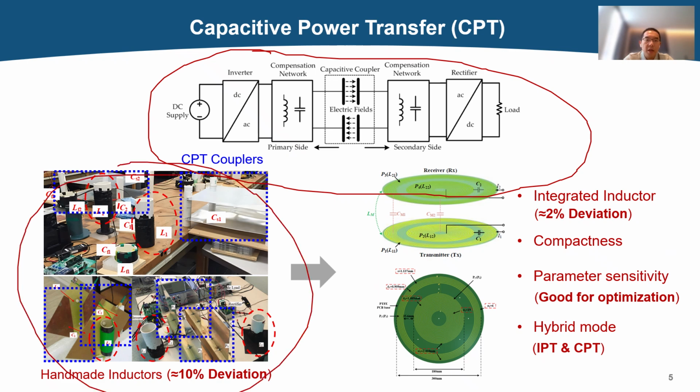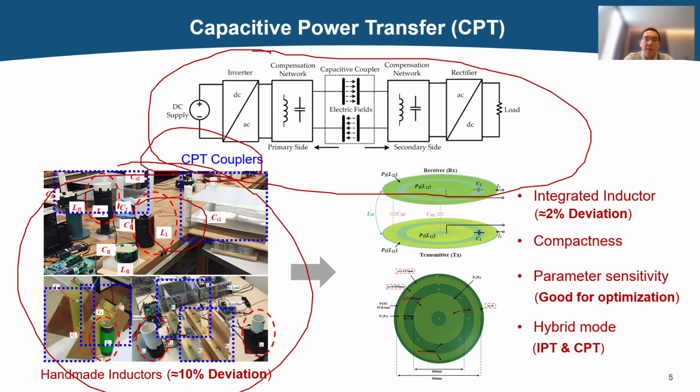The figures here illustrate conventional CPT systems using CPT couplers and compensation inductors. Since both the couplers and compensators are handmade, they typically exhibit around 10% perimeter deviation. This can affect the efficiency and power quality of the CPT system, especially under high-frequency operation. As power electronic systems continue to advance toward higher power levels and higher operating frequencies, conventional CPT designs need to be upgraded with standardized design methodologies.